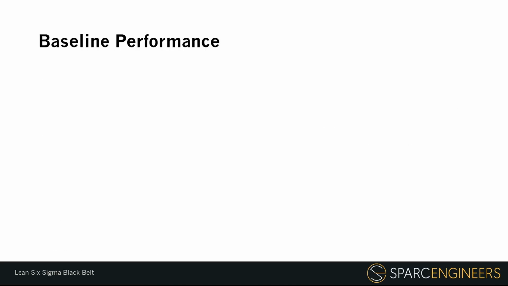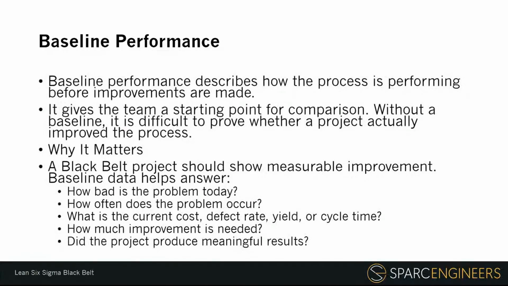Baseline performance. Now let's move to baseline performance. Baseline performance describes how the process is performing before any improvements are made. It is the current state of the process. This is important because Lean Six Sigma projects are expected to demonstrate measurable improvement. To do that, we need to know where we started. For example, if a project team says, "We improved the process," leadership should ask, "Compared to what?" That is what the baseline provides.